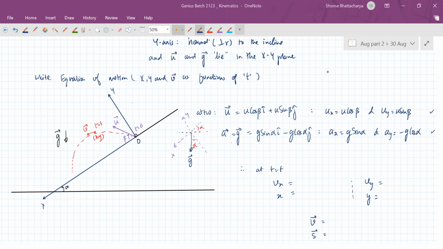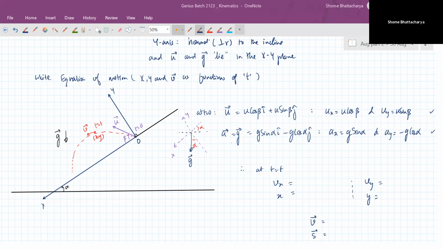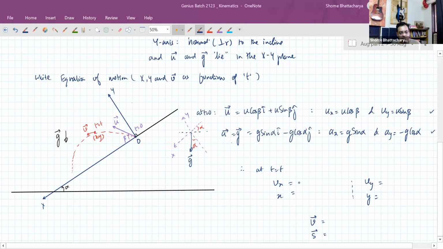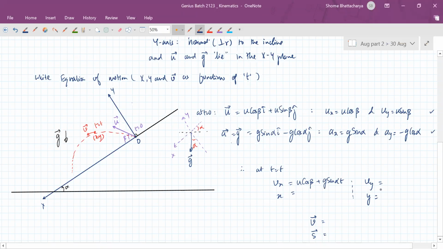Done, sir. Yeah, you've written the equation of motion. Very good. So I'm just putting them up. You can compare your answers. Okay. So px as a function of time will become what? It will become u cos beta plus g sin alpha t, right? So the x component of velocity is increasing with time, right?